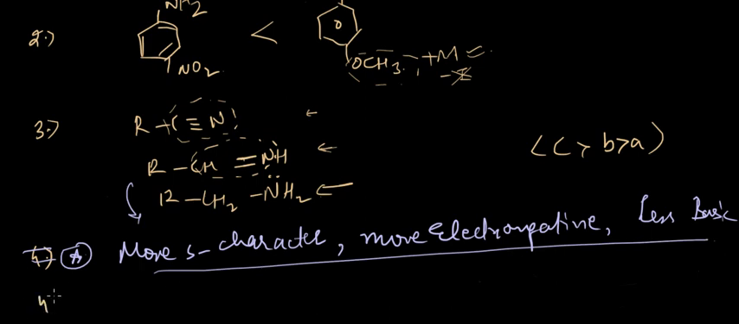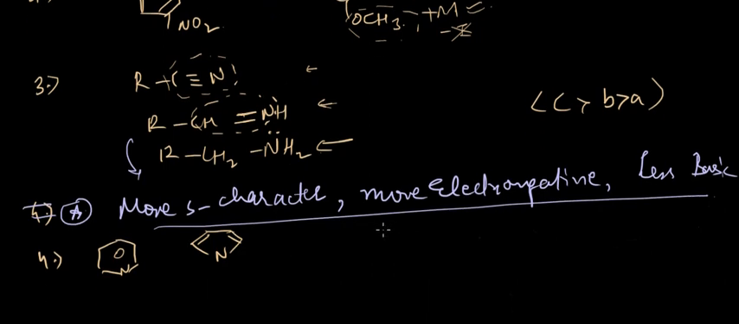Okay, let's continue with our fourth example. We have a pyridine. I hope you remember the structure of pyridine. We have pyrrole. Pyrrole is just a 5-member ring. So first let's compare on these two only, which is more acidic.